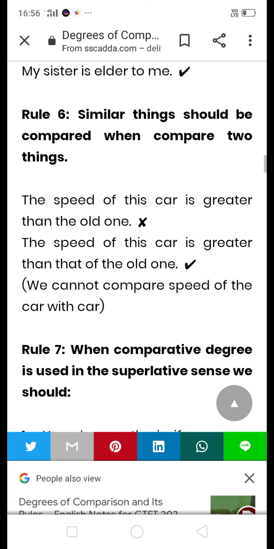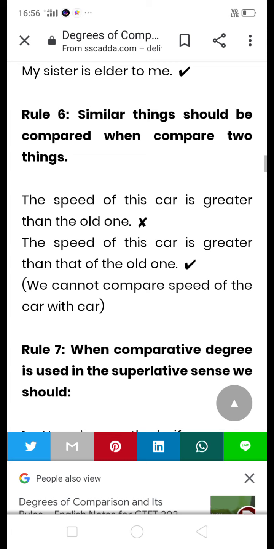Then next, rule number 6. Similar things should be compared when comparing two things. For example, "The speed of this car is greater than the old one." But it is wrong. The correct one is "The speed of this car is greater than that of the old one." "Than the old one" is wrong. We have to write "than that of the old one." We cannot compare the speed of the car with a car.